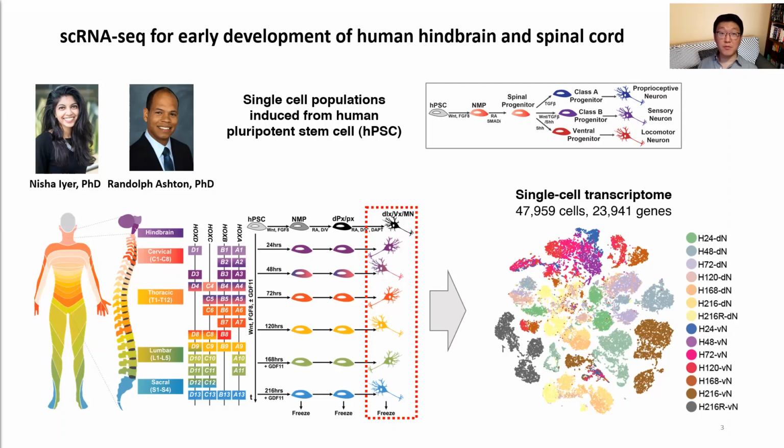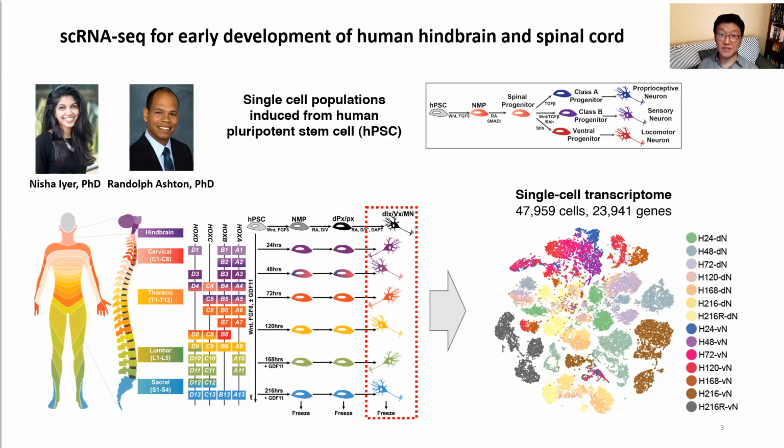So they have performed a chemically induced differentiation of human pluripotent stem cells, or HPSC, to the mature neuron cells by a progenitor such as the neuromesodermal progenitor, NMP, or dorsoventral progenitors, and have isolated cell populations at multiple time points, which is from 24 hours to the 216 hours, that correspond to the different positions along the rostral-caudal axis.